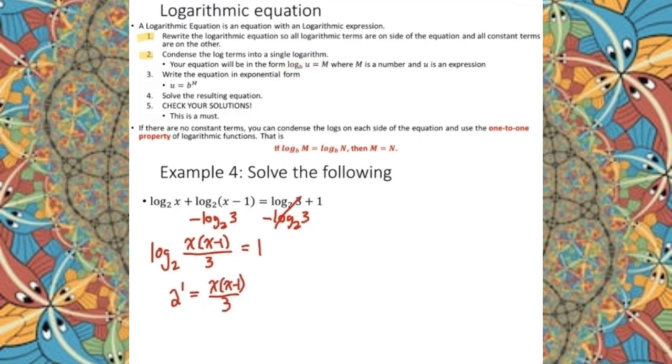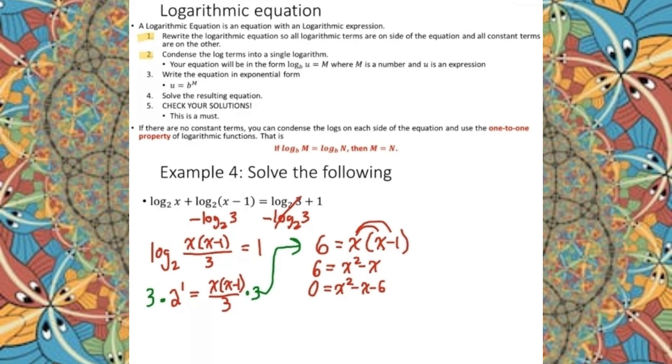Now that we're in exponential form, we can solve the resulting equation. We can do that by multiplying both sides by 3, and we get 6 equals x times (x minus 1). We can distribute in the x, and we get 6 equals x squared minus x, and we can see our equation is quadratic. So to finish solving from here, we'll make one side 0 by subtracting 6, factor to (x minus 3) times (x plus 2), and set each factor equal to 0 and solve. We get x equals 3 and negative 2.